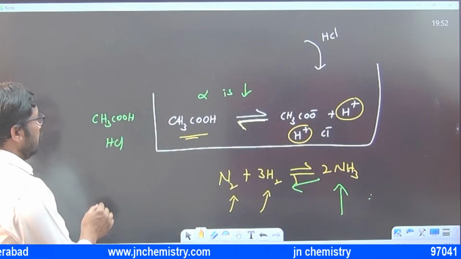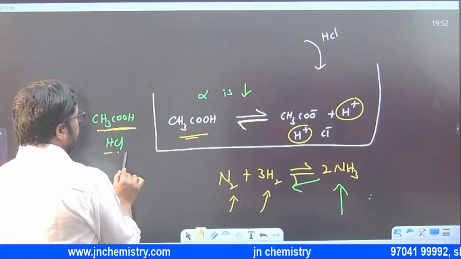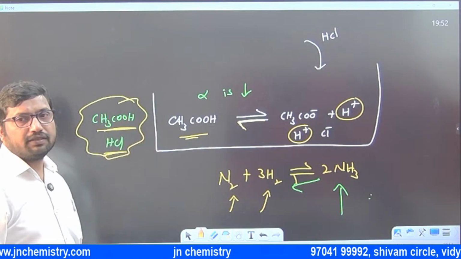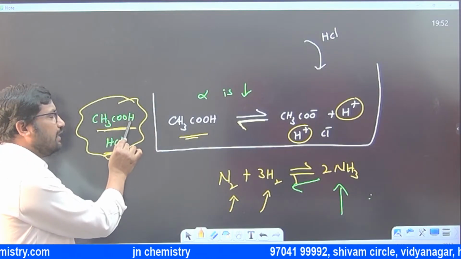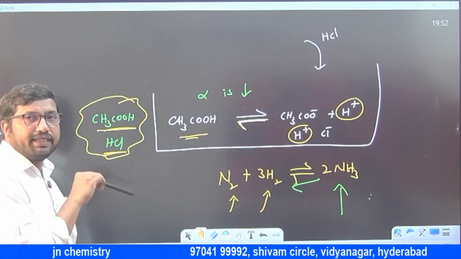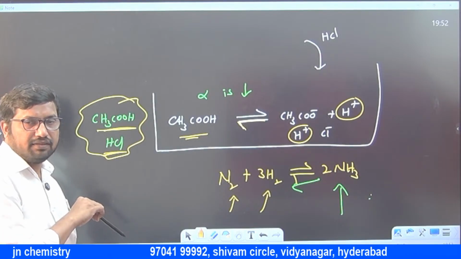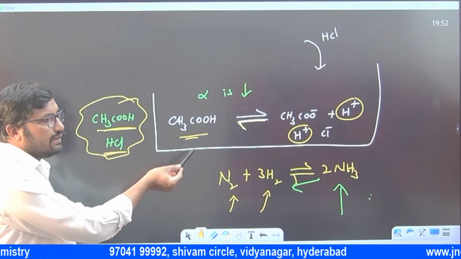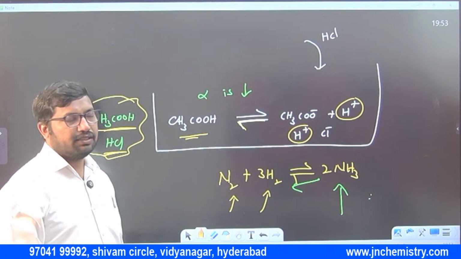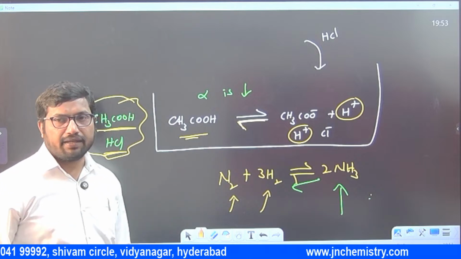Try to understand CH3COOH and HCl. When we are mixing these two, because of common ion effect, CH3COOH by default is a weak acid. When we are adding the strong acid, what exactly happens? Its dissociation is further decreased. This is because of common ion effect.